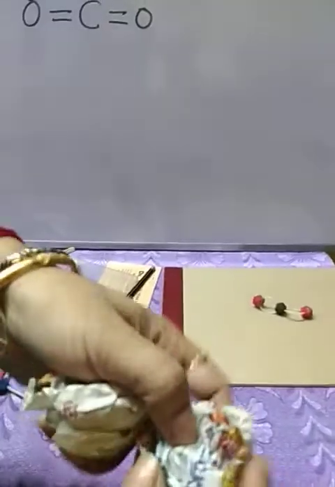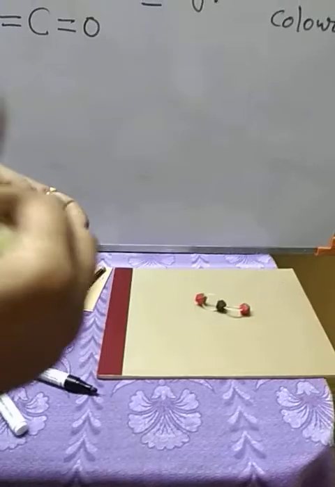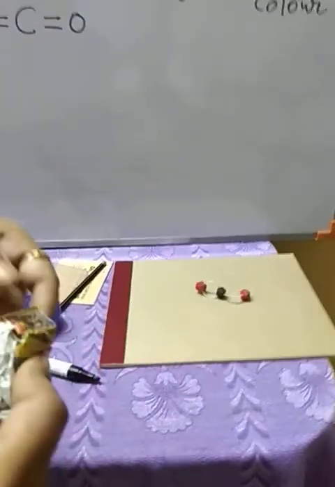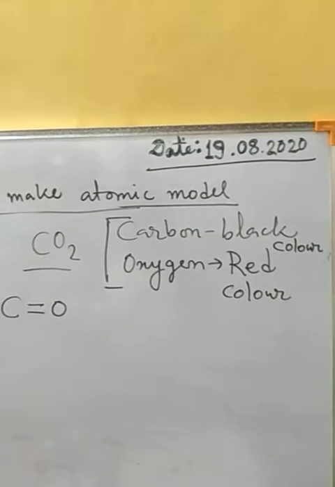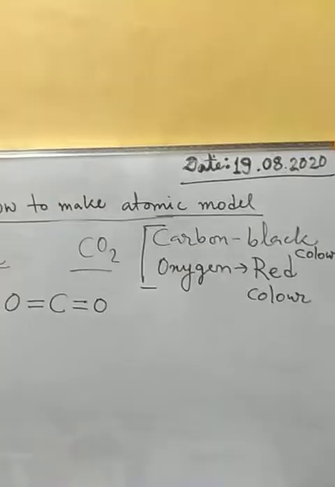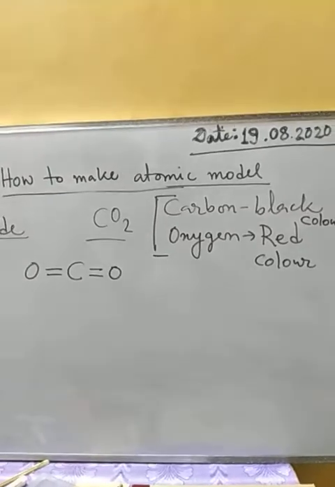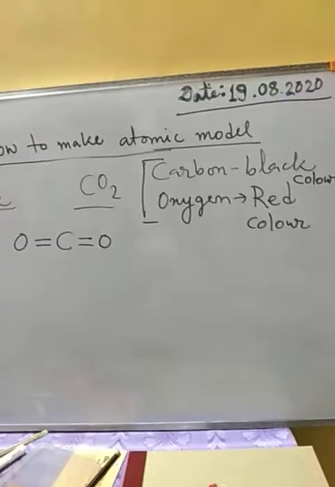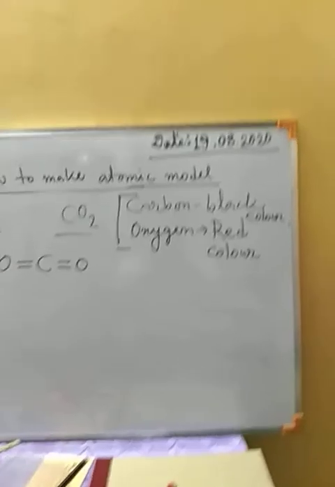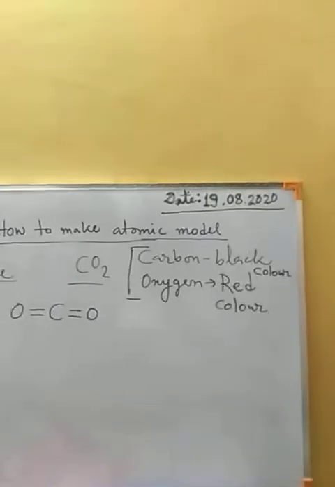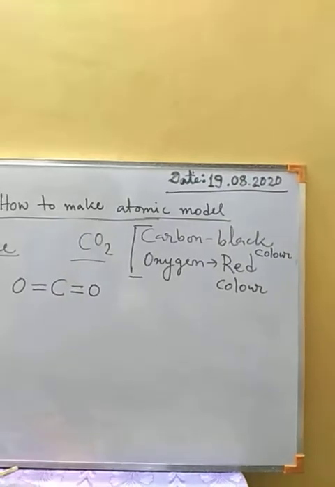After dipping it, you have to make the paper balls and color them after getting the dry ball. For carbon we are going to use black, and for oxygen red color should be used. So for carbon dioxide we need 2 red balls and 1 black ball. And for the stick you can use a straw also. If you want, you can use wooden sticks also, or straws.